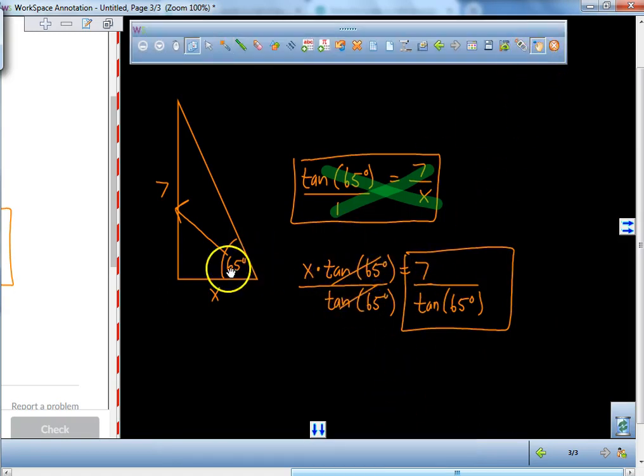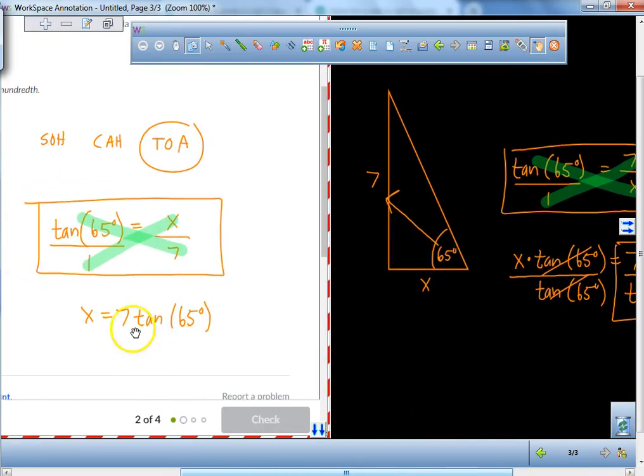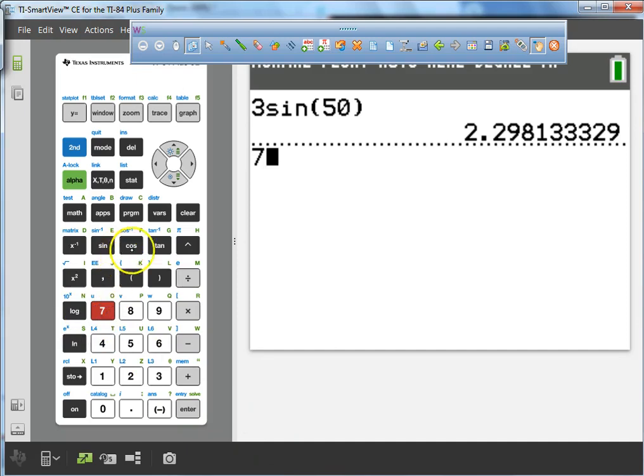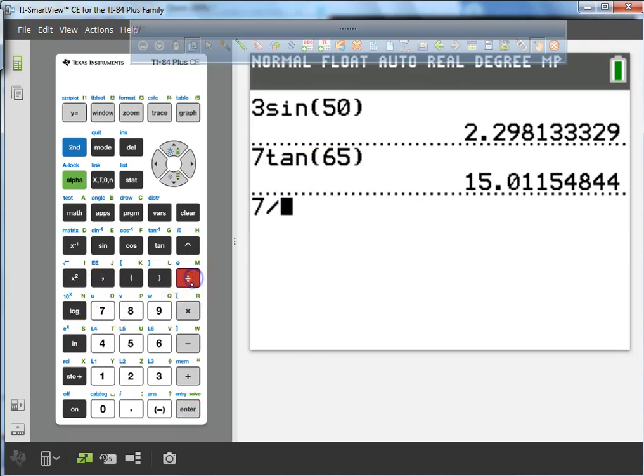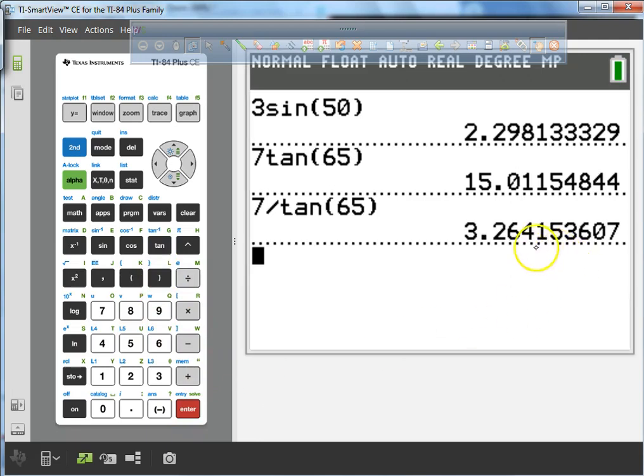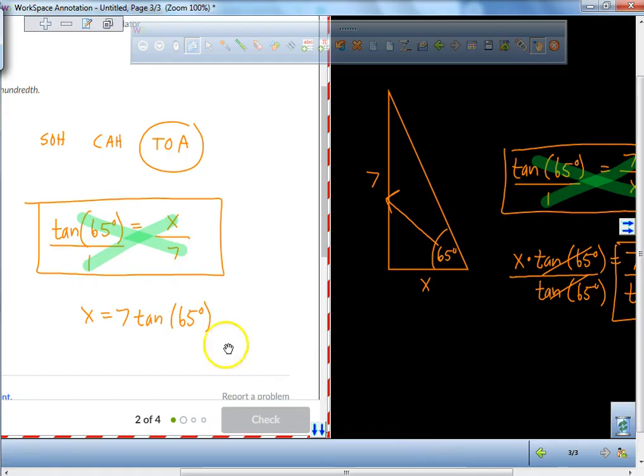Now ours, we didn't have to do this. What did we have to do? Just do what? 7 tangent 65. So I'm going to type in 7 tangent 65. That's going to be our answer. But what would you have to do on the other one? You have to do 7 divided by the tangent of 65. And then this would be the answer for the other. So I'm going to put 15.01 as this answer.